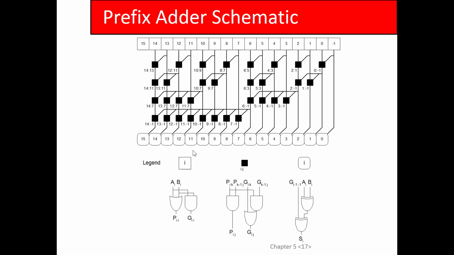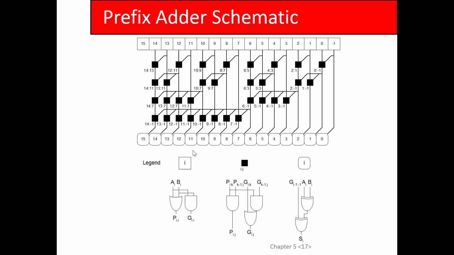And if you look at the inputs to that black box, for example, if I take 5, that comes up here, that is the propagate and generate from 4 down to -1, which itself is comprised from 4 down to 3 and 2 down to -1. So you have all these different pairings of ranges that come together that give you the final output.